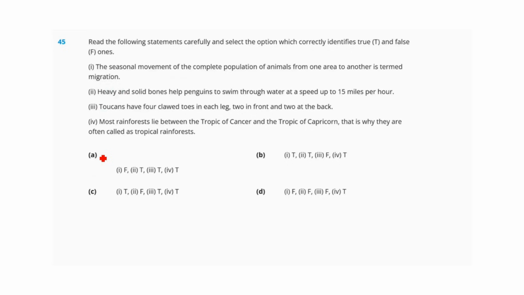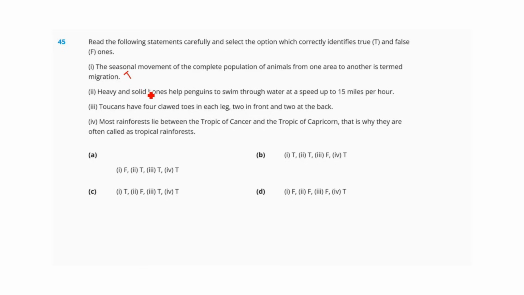Question number 45. Read the following statements carefully and select the option which correctly identifies true and false ones. Okay, let's see. The first option says the seasonal movement of the complete population of animals from one area to another area is called migration. Yes, many animals travel from one place to another for different reasons, maybe for food, maybe for breeding. This is called migration. This is a true statement.